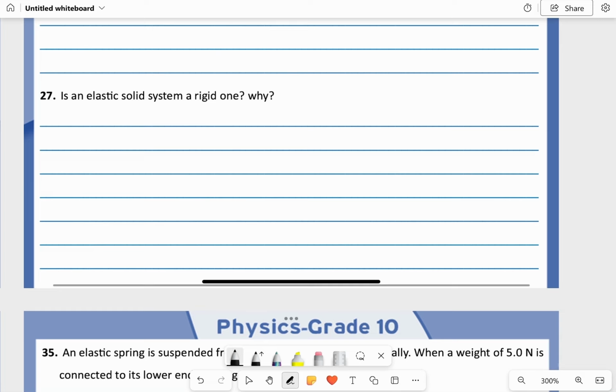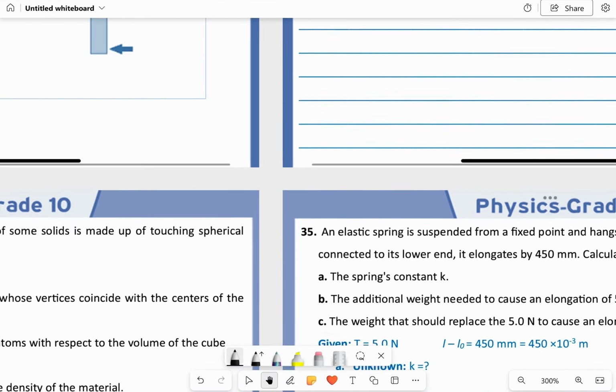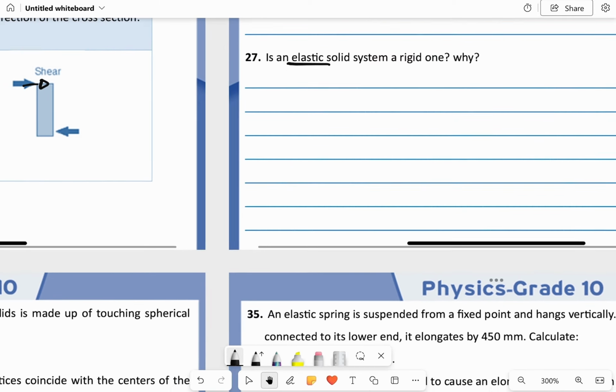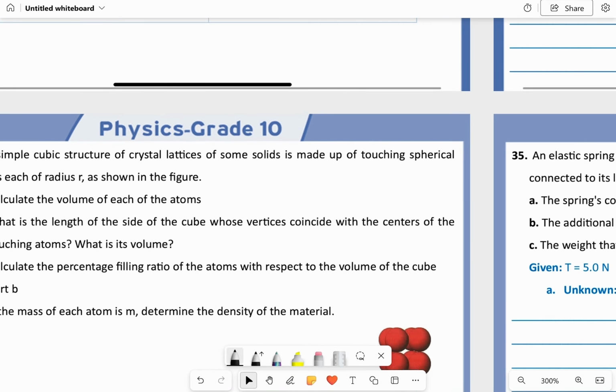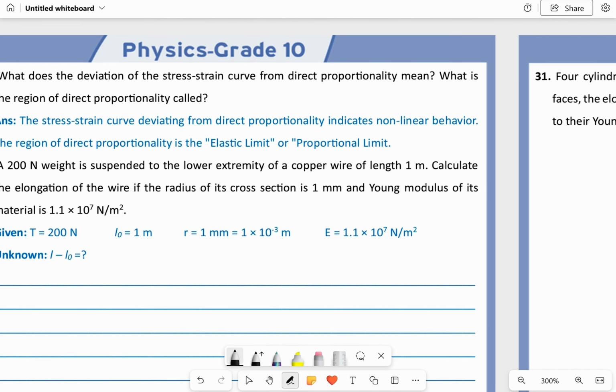Is an elastic solid system a rigid one? Why? No, because elastic objects don't preserve their shape. When you apply force on them, they're going to change their shape. And a rigid system is a system or a body that does not change its shape when a force is applied on it.